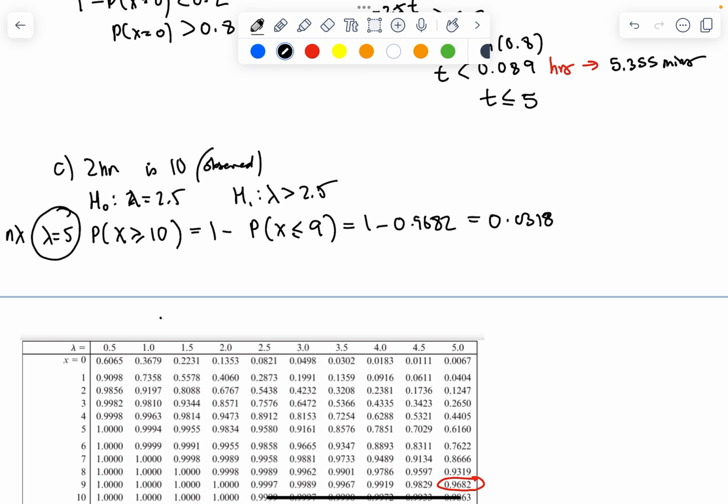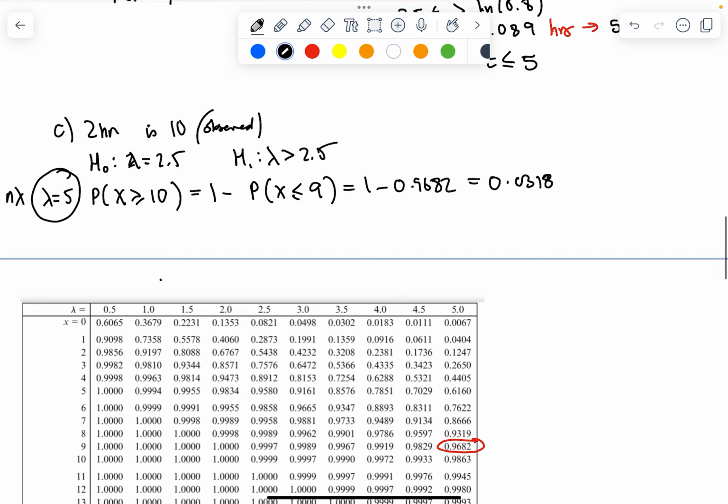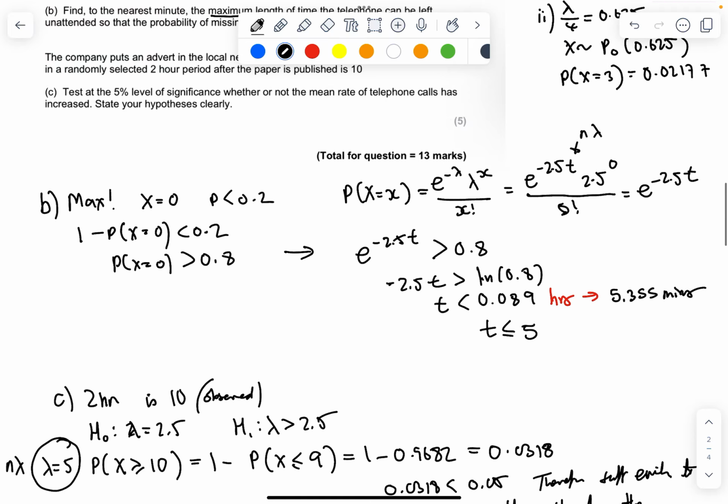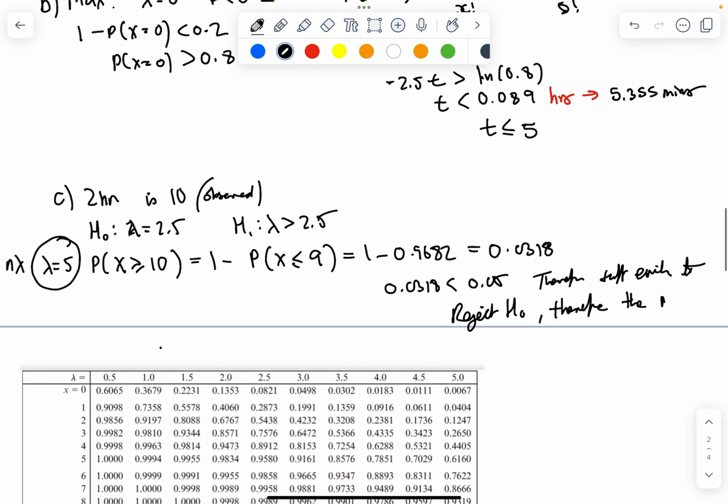And this is state your hypothesis clearly. So 0.0318 is less than 0.05 at 5%. Therefore, there is sufficient evidence to reject H0, and therefore our mean rate has increased. Okay, and that's it.